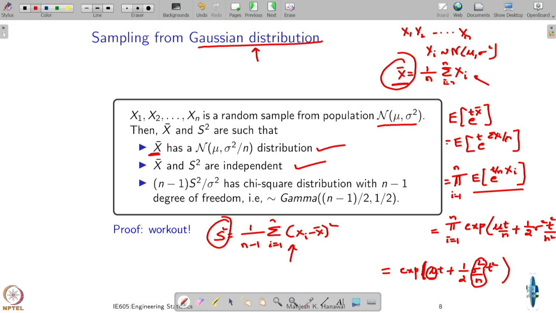Now you need to figure out the s square distribution. But finding the distribution of s square is going to be hard. Instead, what you are going to do is look into their joint moment generating function, and you will show that their joint moment generating function actually splits. Through that, you are going to show they are independent.